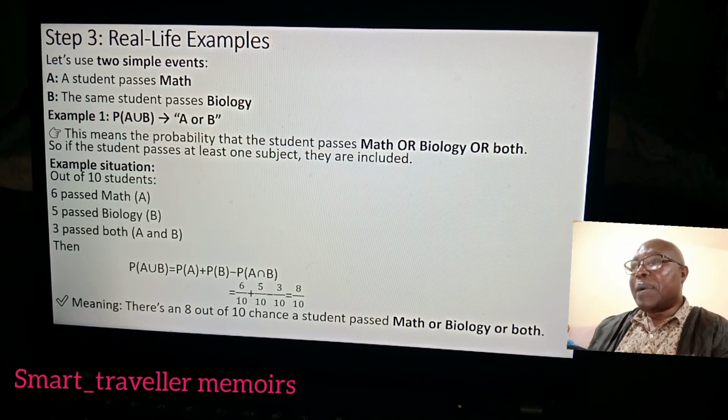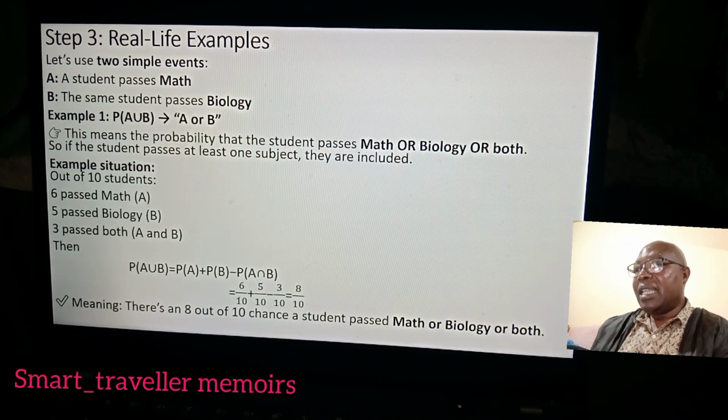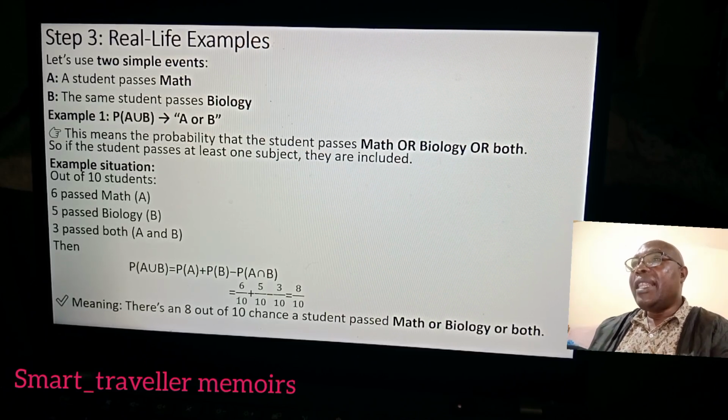So if the student passes at least one subject, they are included. Okay? They are included in the union. So even if you did not pass biology or pass maths, you are included in the union because it is A union B.